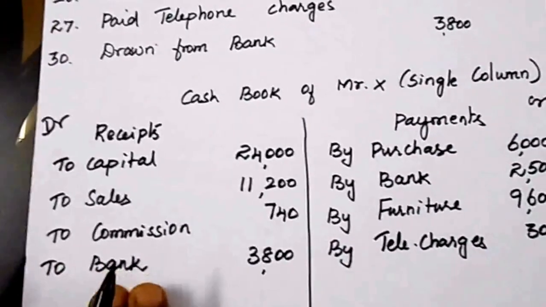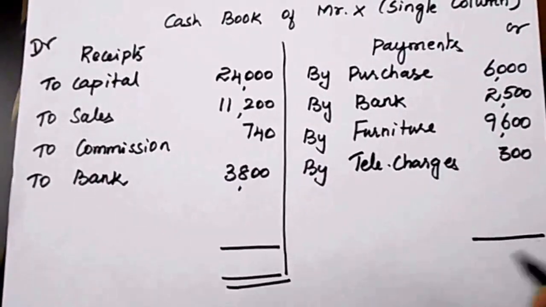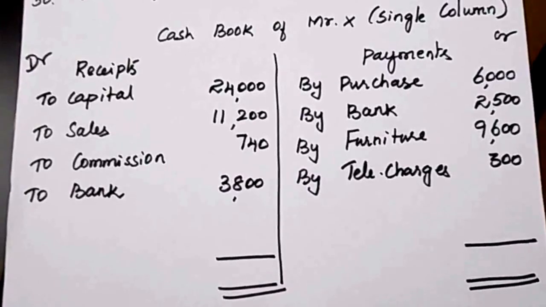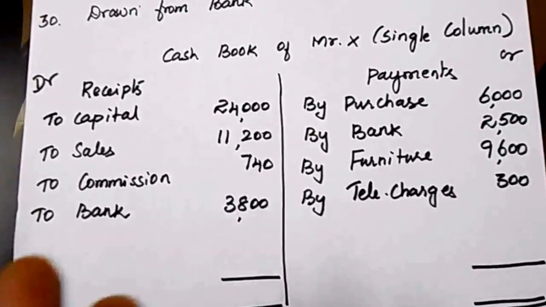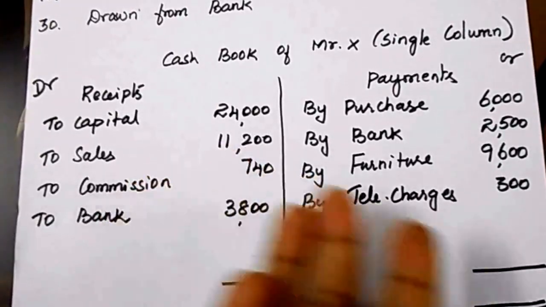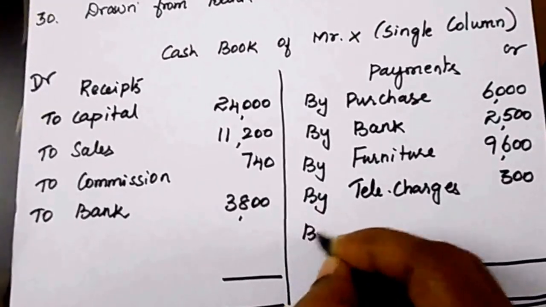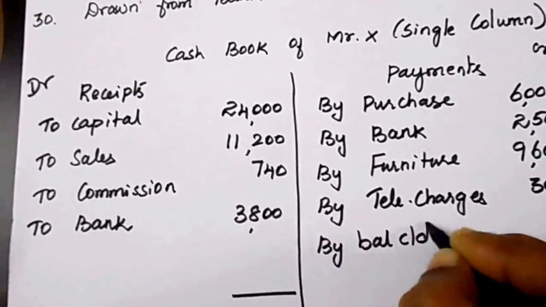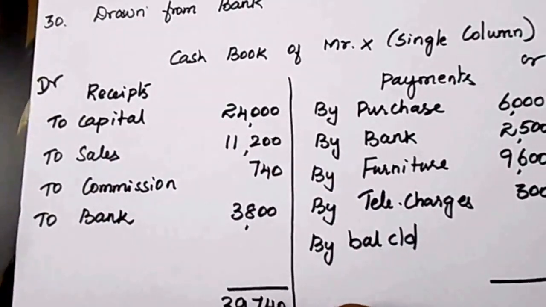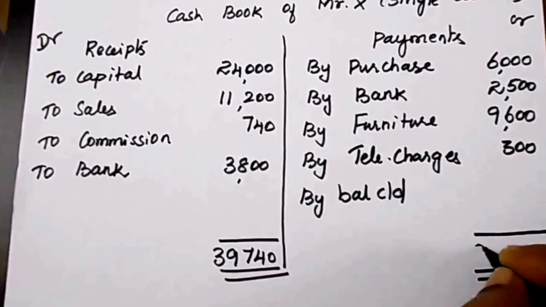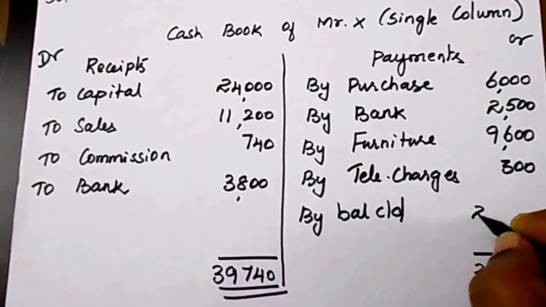After entering all receipts and payments, you need to close the accounts. Usually when you close and balance the cash book, you will get a credit balance, because the debit receipt side will be more than the payment side, because you are going to pay the amounts from the receipts. So always you will have a credit balance. By balance carried down. Just take the total, 39,740. Put the same value under the credit side also, 39,740. You will get the balancing figure.